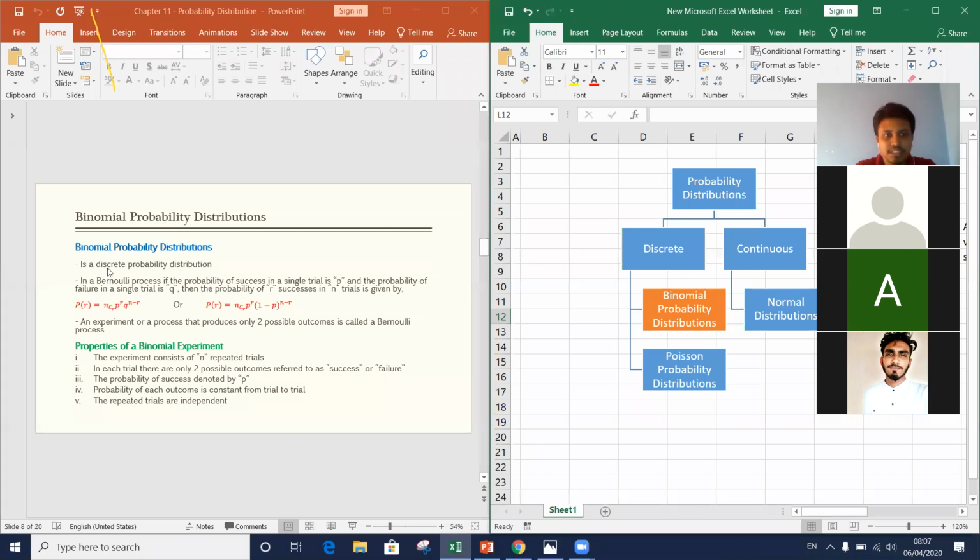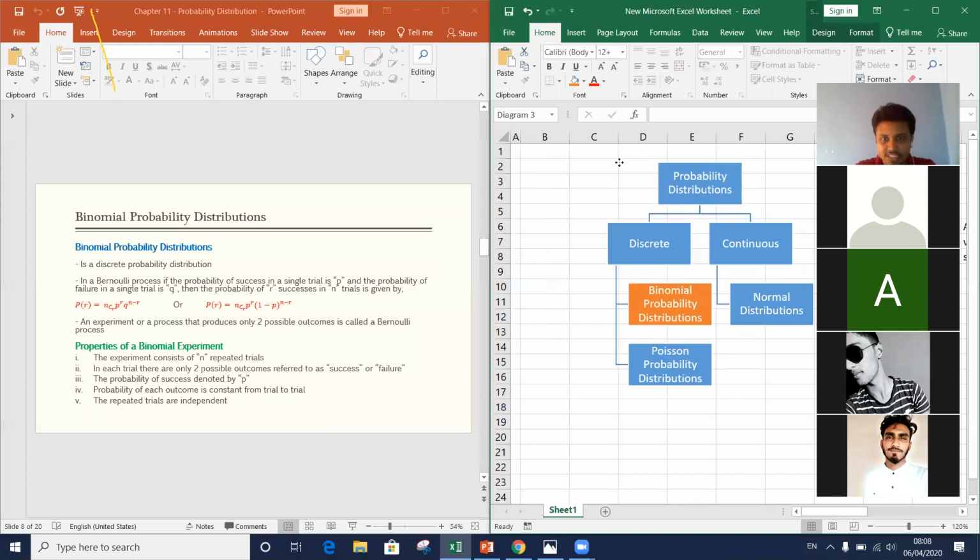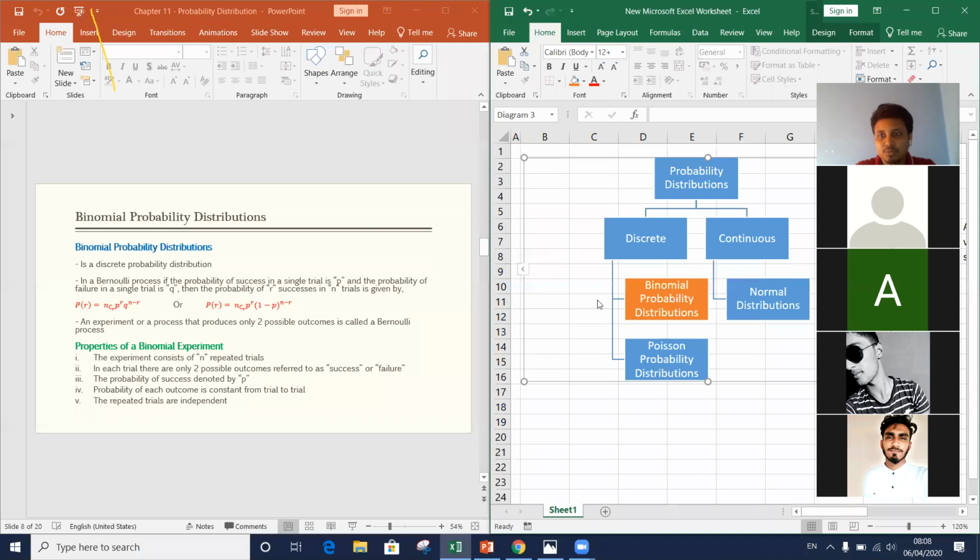Binomial probability distribution is a discrete probability distribution, right? When you see the word discrete, what should come to your mind? Specific values. Those possible outcomes can take only certain specific values. If it is continuous, it means the possible outcomes can take any value, such as decimal numbers, right?